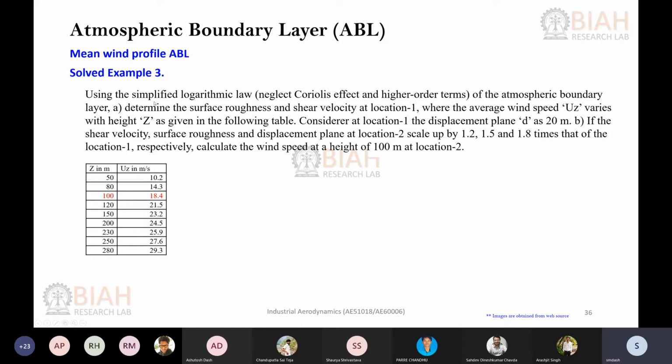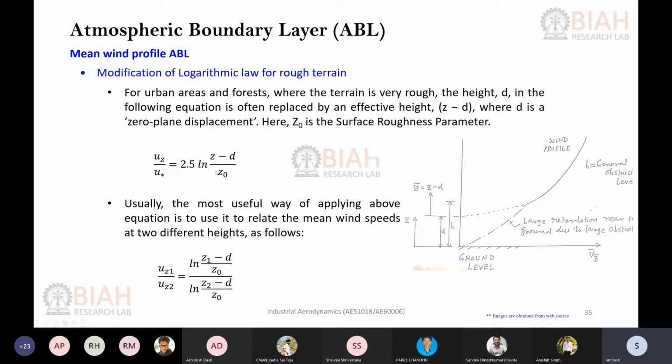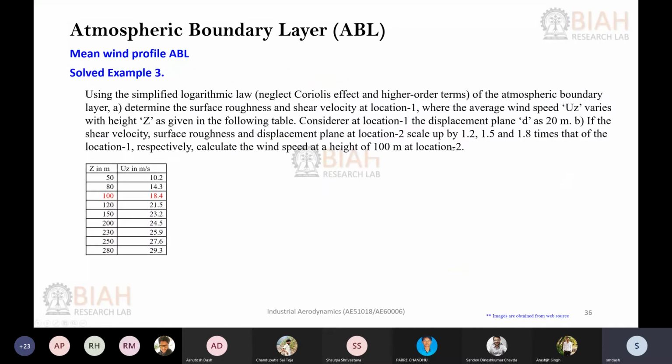So, for example, what did this question say? Using the logarithmic or simplified logarithmic law, where you neglect the Coriolis and higher order terms. Okay, so the simple logarithmic equation, you already know this one. Of the atmospheric boundary layer, determine the surface roughness and the shear velocity at location 1. Okay, where the average wind speed varies with height Z as given in the following table. So this is your height from the ground level and the corresponding mean wind velocity UZ. Okay, so this is given at location 1.